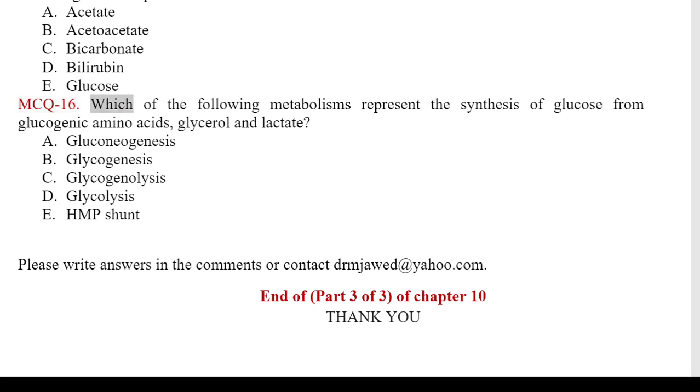MCQ 16. Which of the following metabolisms represents the synthesis of glucose from glucogenic amino acids, glycerol, and lactate? Gluconeogenesis, glycogenesis, glycogenolysis, glycolysis, HMP shunt.